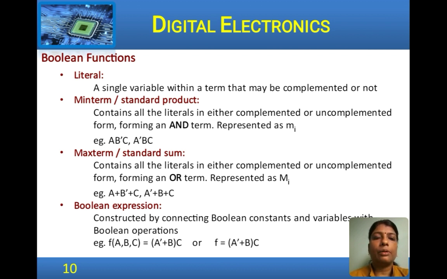Next is maxterm, which is a standard sum term. Here again this term also contains all the variables, or all the literals, in the complemented or uncomplemented form, and it is formed by an OR term and represented by capital M with the suffix i. Examples are a + b' + c. So if there are 3 variables a, b, c, all 3 are available, and they are either in the primed or complemented or uncomplemented form.